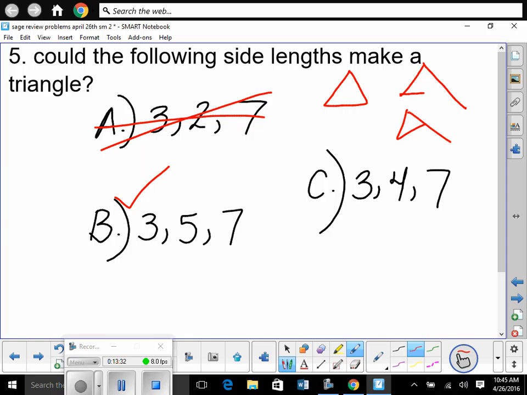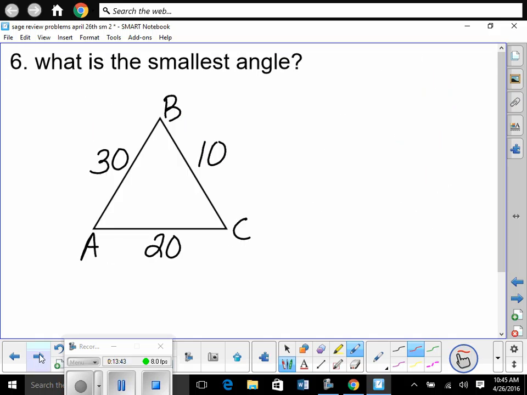So what about this one? 3 plus 4 is 7. Is that larger than 7? No, therefore we cannot make a triangle out of those. Questions? Okay.